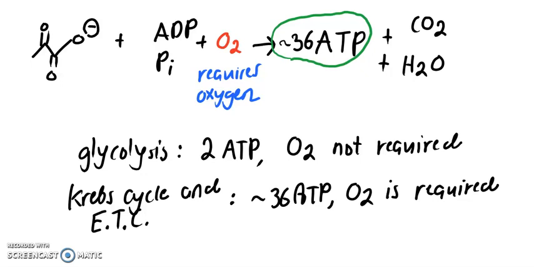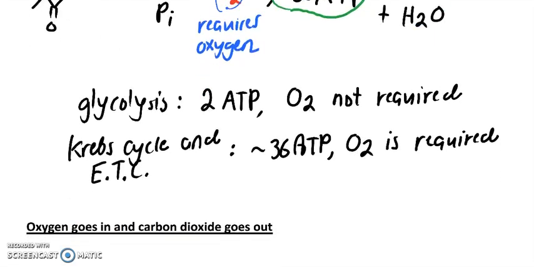So we left off at the general equation for the Krebs cycle and electron transport. And notice here that we have an input of O2, C, and we have an output of CO2. So let's take a step back and see what this looks like.